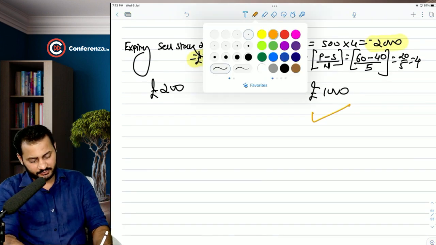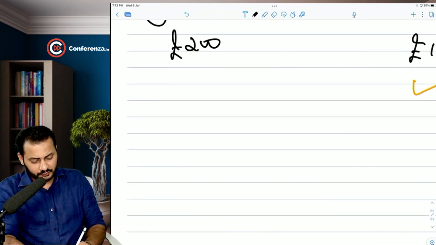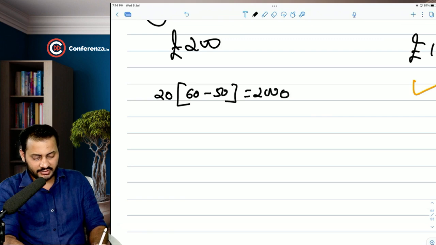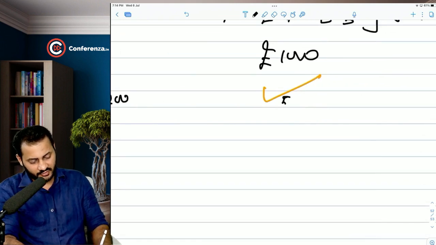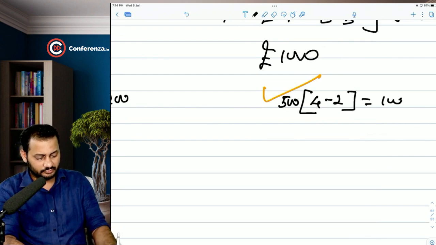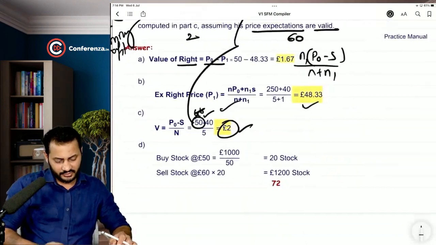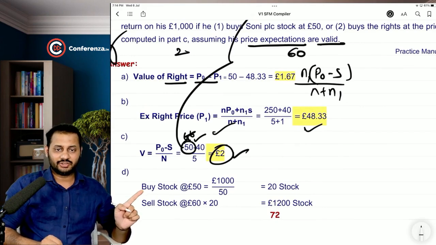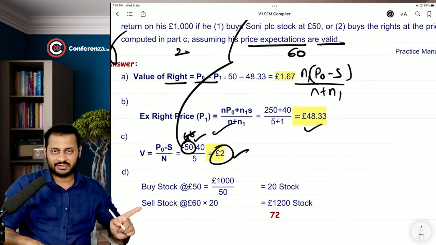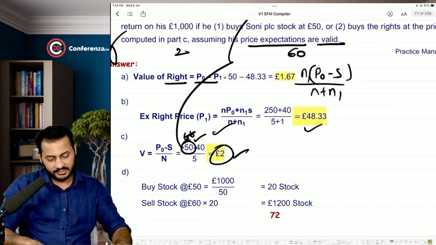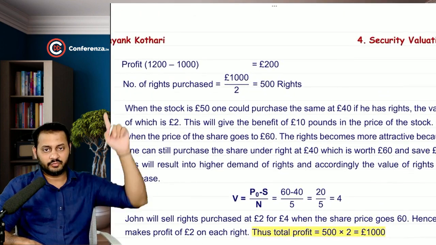And the question is very simple. To summarize, it was like this: 20 stocks bought at 50 and sold at 60. The calculation is like this. And 500 rights sold at 4, bought at 2. The gain is 1000. That's it. Getting it? This is what is given here. If you buy the stock, you will buy 20 stocks and you will sell them at 60 pounds. So it will become 1200, and then the profit is 200.